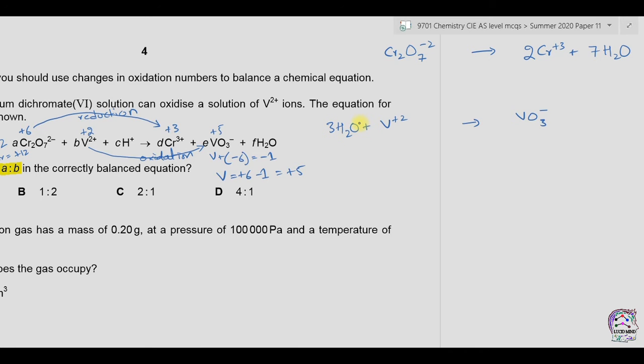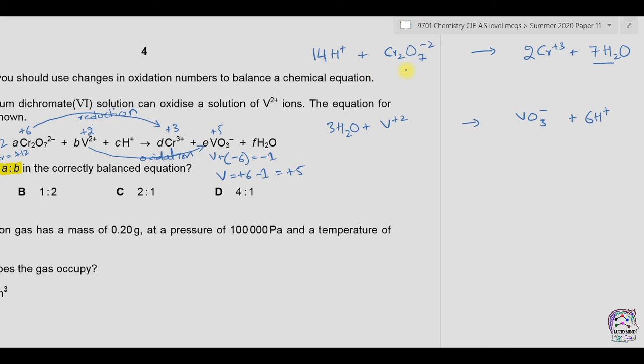Now we can balance the number of hydrogen atoms by adding H+ ions on the opposite side of the equation. For the first equation, the reduction equation, we have 14 hydrogen atoms on the product side, so we can add 14 H+ ions to the reactant side. Similarly, we can add 6 H+ ions on the product side in order to balance the number of hydrogen atoms in the second equation.